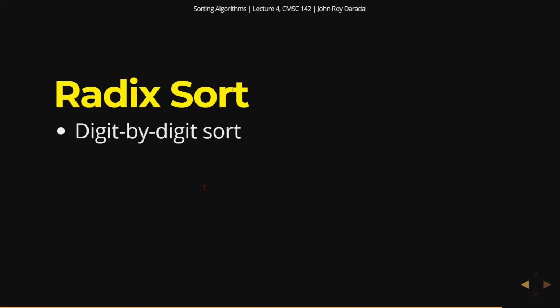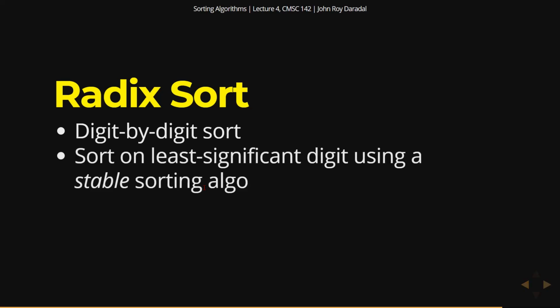Next, let's look at Radix Sort. So in Radix Sort, this is also non-comparison, but this is a digit by digit sort. Okay, so this is applicable for numbers, but you can also apply it to tuples or other things that require multiple fields. But basically, what we'll do is we'll sort on the least significant digit using a stable sorting algorithm.